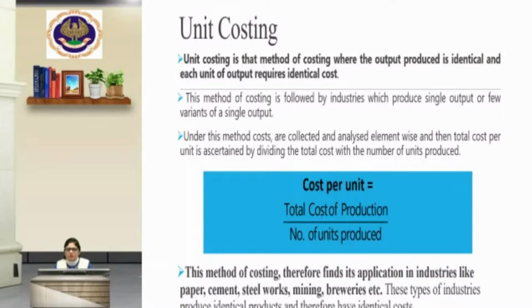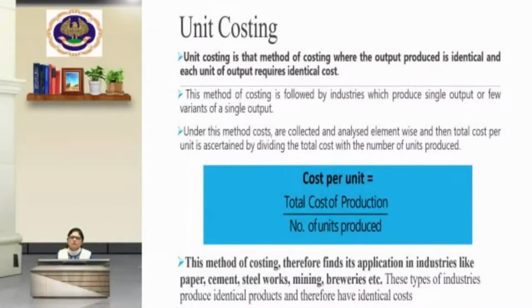This method of costing is followed by industries which produce a single output or few variants of a single output. So if I produce only one output, then all the units of that output will be the same because the industry is producing only one product. So that unit cost will be applicable to all the products that industry is producing. For that purpose, unit costing will be applicable.